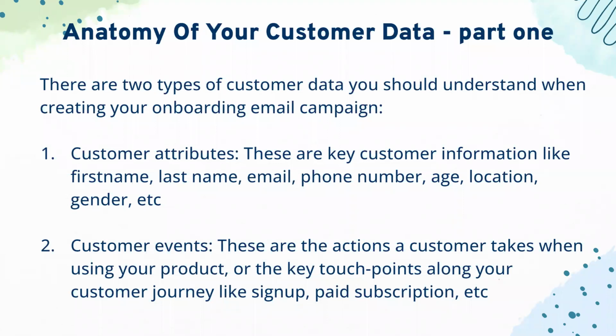So, take it once again. There are two types of customer data. The first is customer attributes, which are key customer information like the customer's first name, last name, email, phone number, age, etc. Then we have customer events, which are those specific actions that the customer takes when using your product. For example, when they sign up, pay for a subscription, add a product to cart, etc.